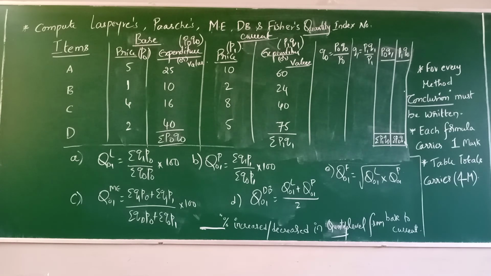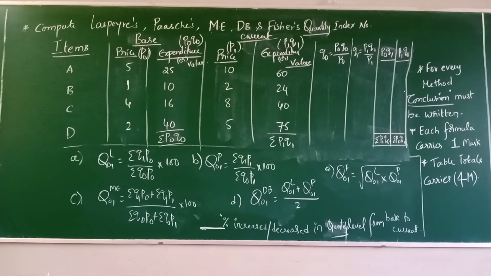So generally in the table we calculate 4 columns: P1 Q1, P0 Q0, P0 Q1, P1 Q0. Already P1 Q1 and P0 Q0 are given in the name of expenditures. So what you need to calculate? P0 Q1 and P1 Q0, so P1 Q0 or Q0 P1. First of all, to calculate the remaining 2 columns, already we have P1 Q1 and P0 Q0. We need P1 Q0 and P0 Q1. So for that we need quantities.